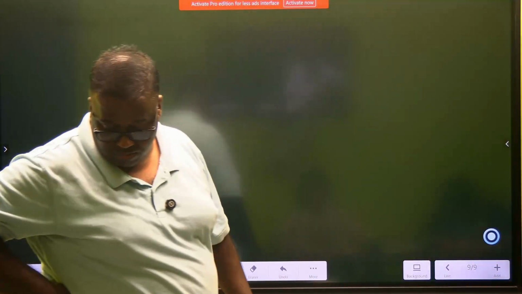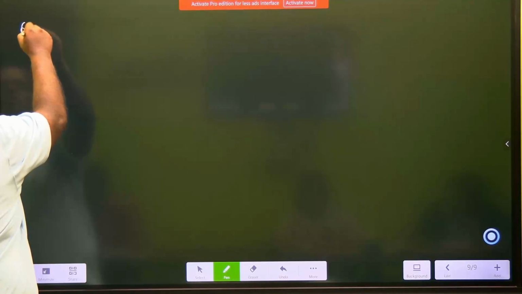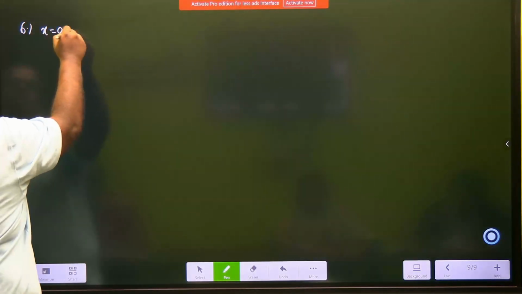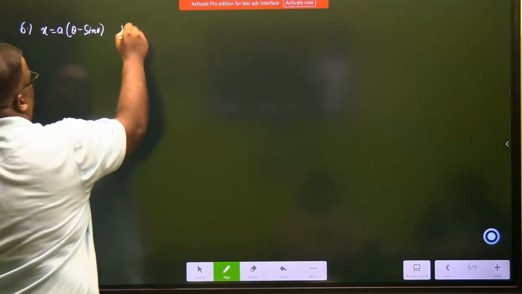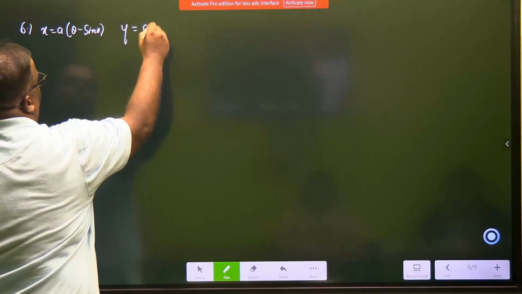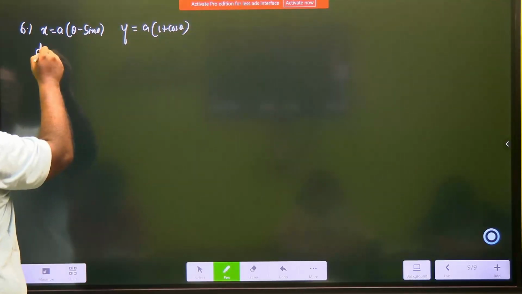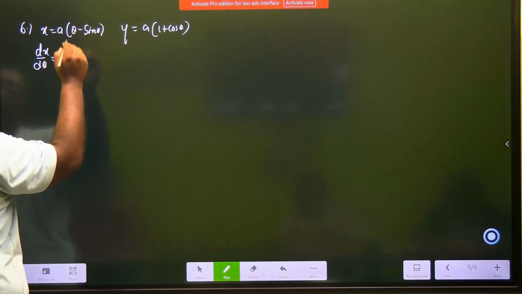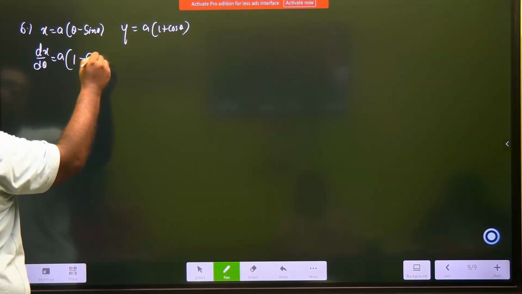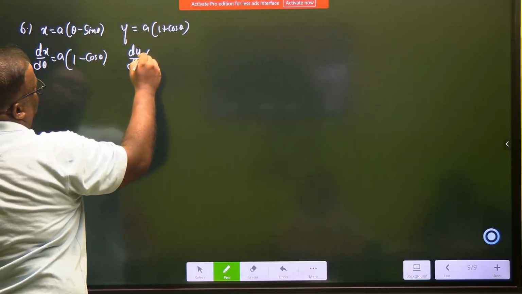Now my duty is to give you 6. Tell me what is 6? x is equal to a times theta minus sin theta, and y is equal to a multiplied by 1 plus cos theta. Very easy. dx/d theta: a remains common, derivative of theta minus sin theta is 1 minus cos theta.